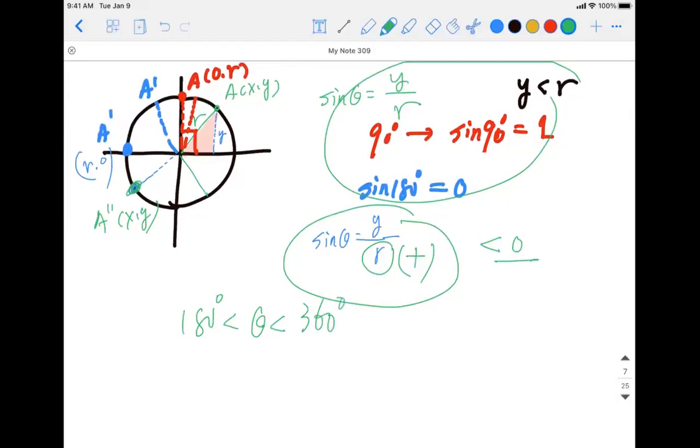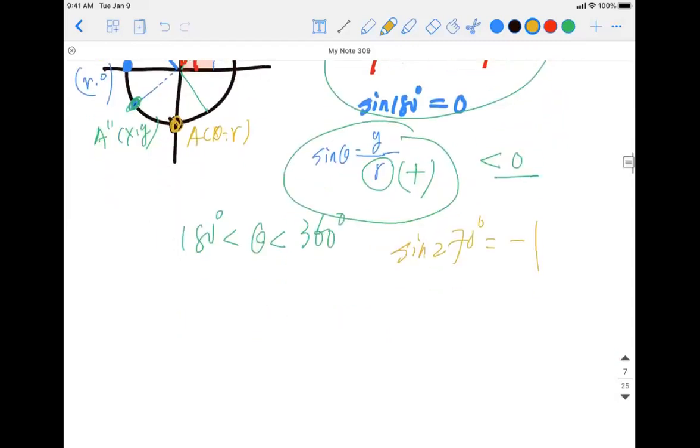In the lower part below the x-axis, your sine theta value is going to be less than 0. All the way down to here, at the point (0, minus R), your sine of 270 degrees will be equal to minus 1, right? These are very understandable definitions.